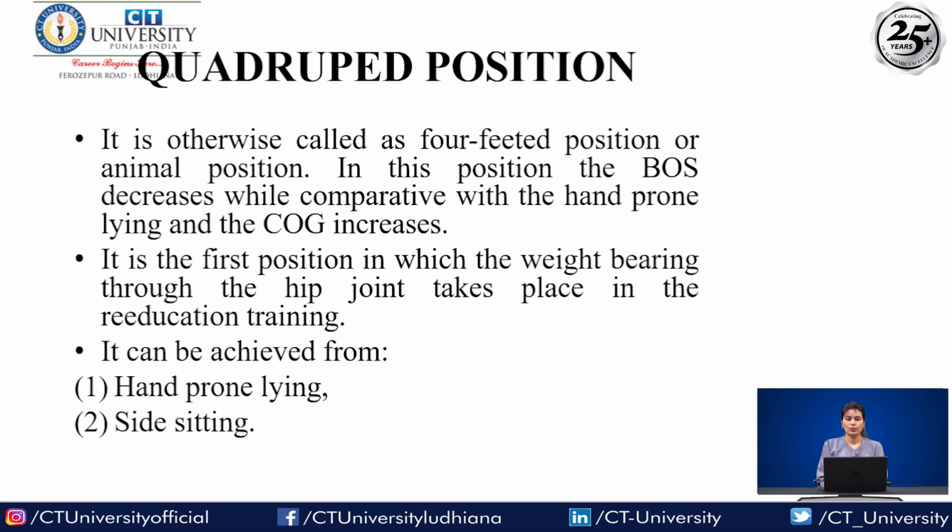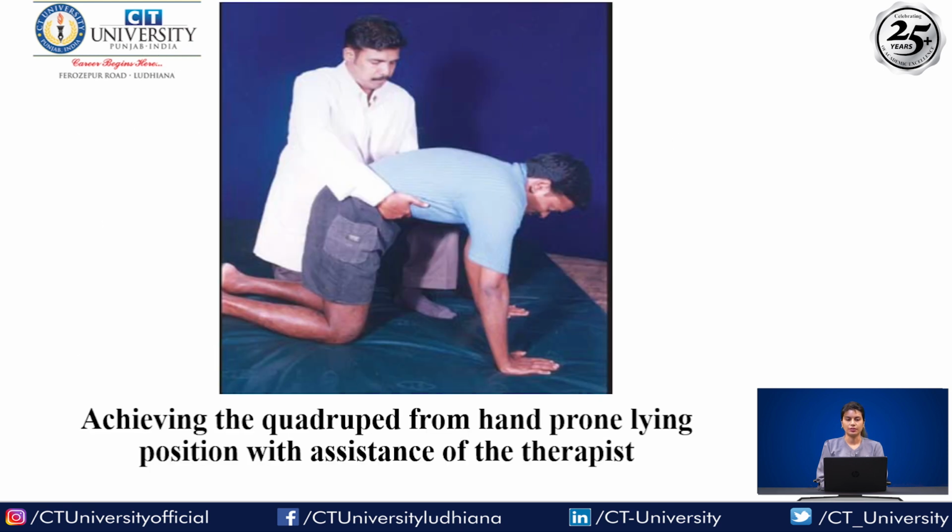Then quadruped position. It is otherwise called the four-footed position or animal position. In this position, the base of support will be decreased compared with the hand prone lying and the center of gravity increased. It is the first position in which weight bearing through the hip joint takes place in re-education training. It can be achieved from hand prone lying and side sitting.